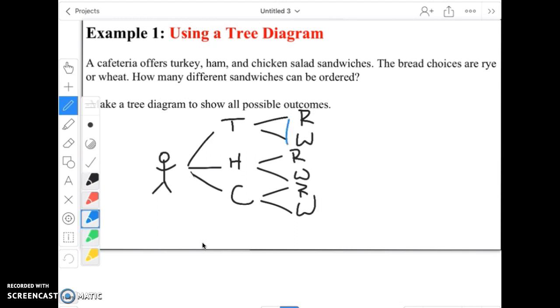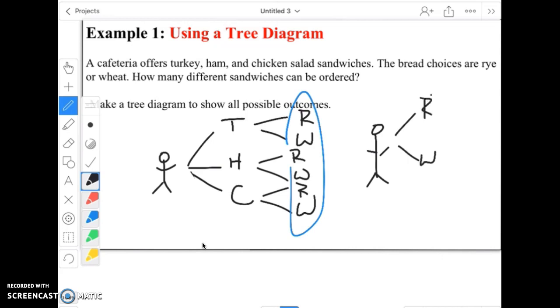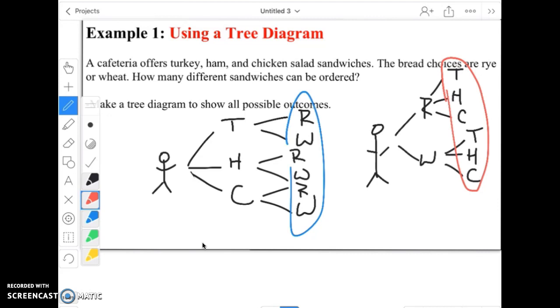So those pieces at the very end, that would be our total possible outcomes. We could do that. We could also flip it around and do the bread first if we wanted to. So we could say rye and wheat, then off of each of those we would have turkey, ham, or chicken salad. So you can see on both of those we have 6 outcomes, so you could do it either way. You could flip those around and you'll get the same answer.